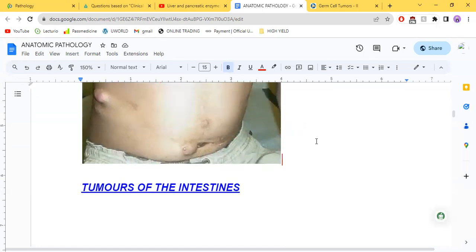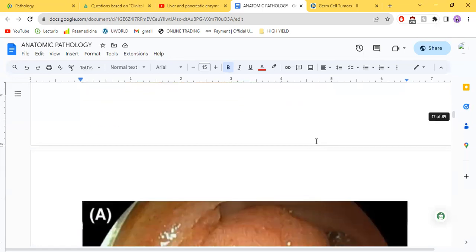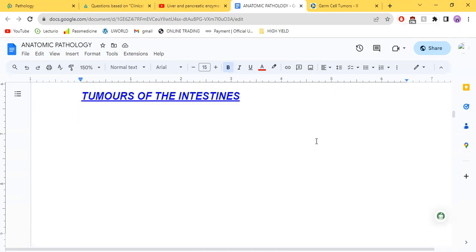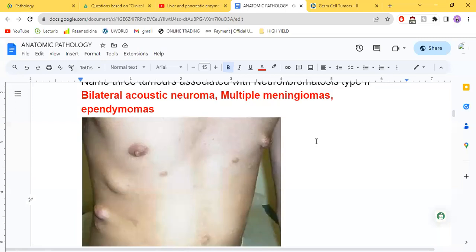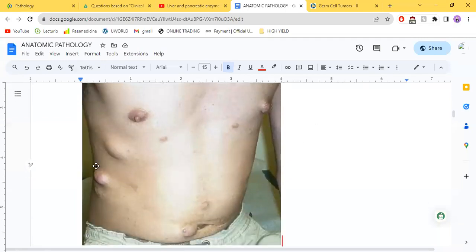So maybe if you find this in an exam and you're not sure, you can write cutaneous neurofibromas if they ask you to mention what those spots are. Like you see these circular things, these elevations on the skin. If you're not completely sure, just call them cutaneous neurofibromas. So let's move to the next.